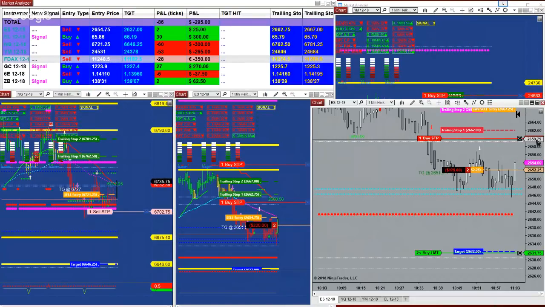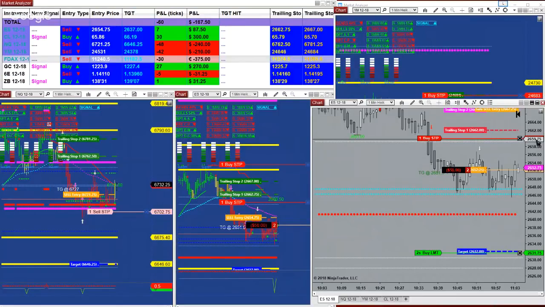NinjaTrader 8, where you see template, you click on template, then it opens all the files. You put the chart in. And then you close it, you open, and then you open the chart, and it's right there.